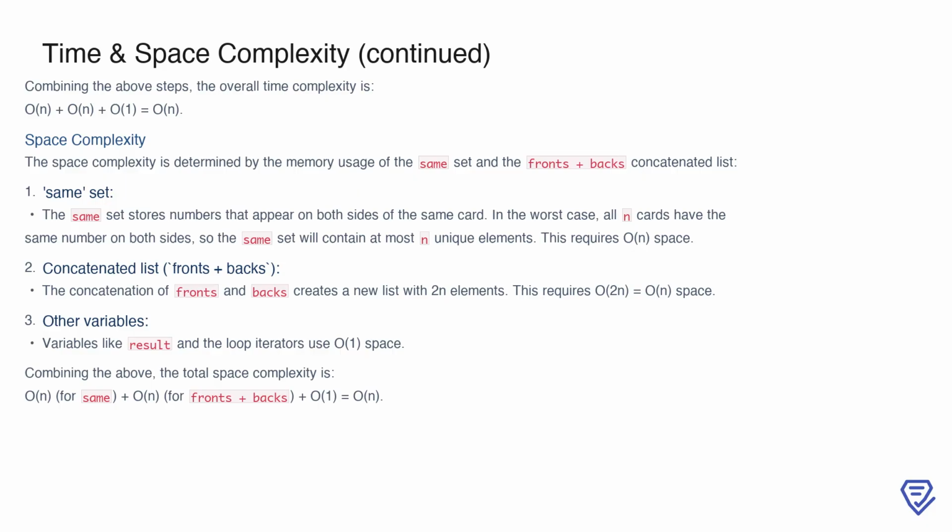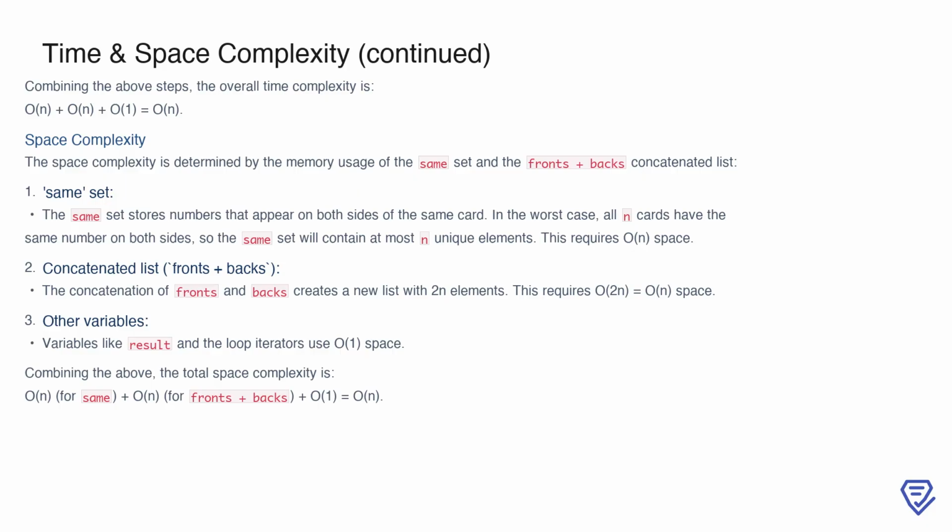Next, let's analyze the space complexity. The first contributor to space usage is the same set, which stores numbers appearing on both sides of the same card. In the worst case, all n cards could have the same number on both sides, meaning the same set would contain up to n unique elements, requiring O(n) space.